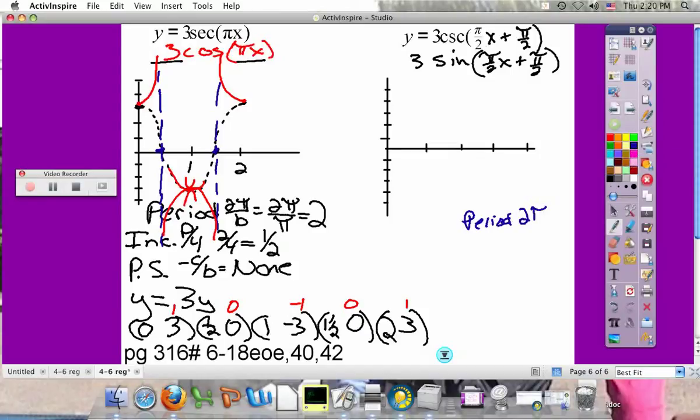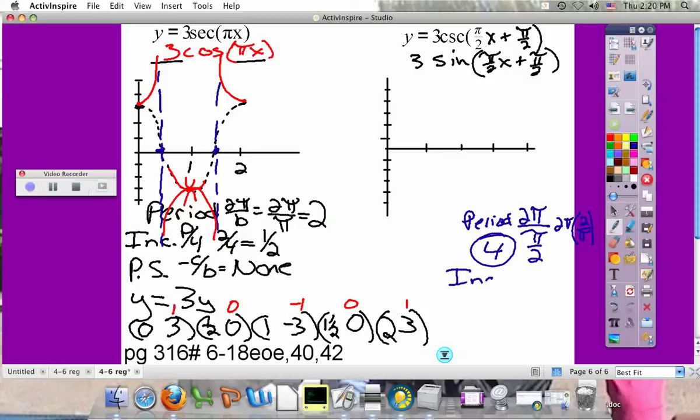That's 2 pi over what's with the x. In this case, it's pi over 2. That's a fraction. We don't divide fractions, so we have to multiply by the reciprocal. So that's going to be 2 pi times the reciprocal, which is 2 over pi. The pi's cancel each other out, so you have a period of 4 now.